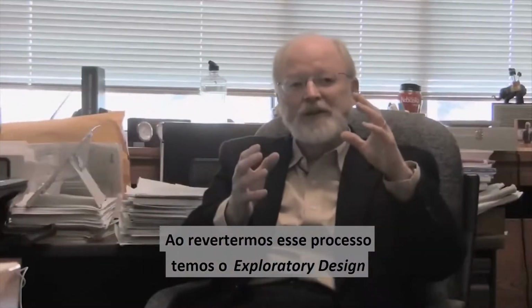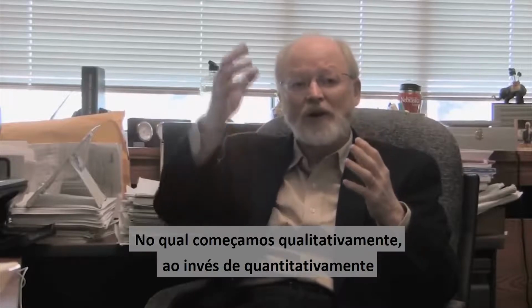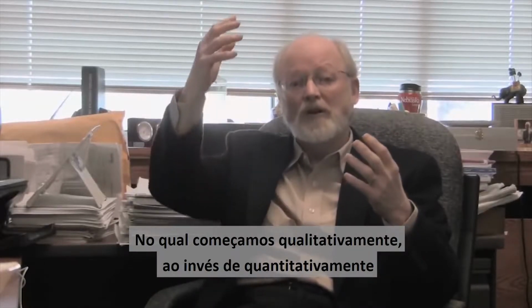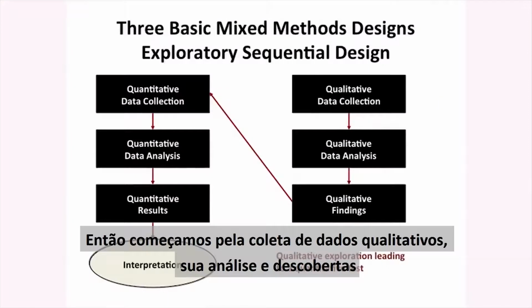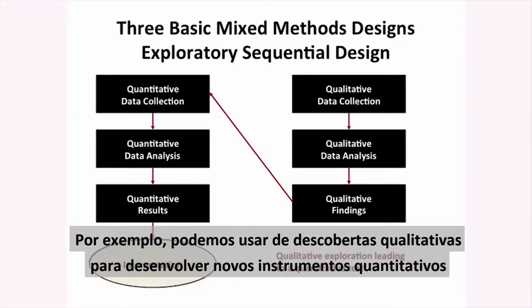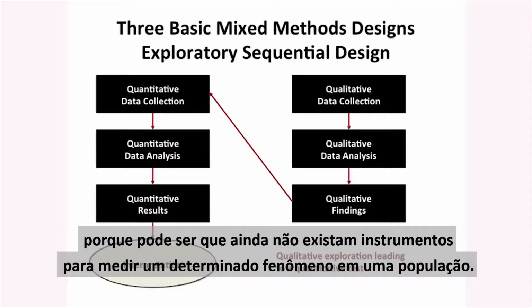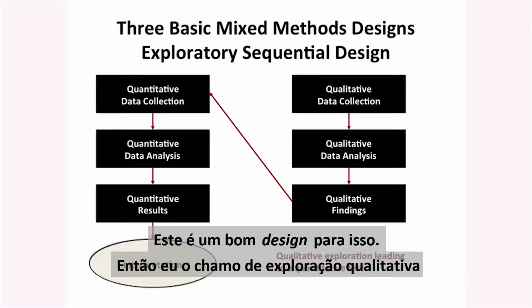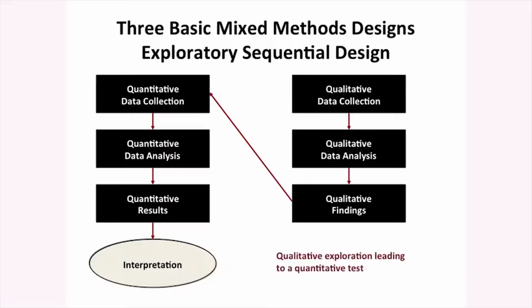Now we can reverse this, and we have an exploratory design where we're going to start not quantitatively, but we're going to start qualitatively. So we start with the qualitative data collection. We explore and come up with findings. We then use those findings to then follow up with a quantitative phase. For example, we might use qualitative findings to develop a new instrument because there aren't existing instruments out there to measure a certain phenomenon with a population. So this is a good design for that. So I call it qualitative exploration, then leading to a quantitative test.